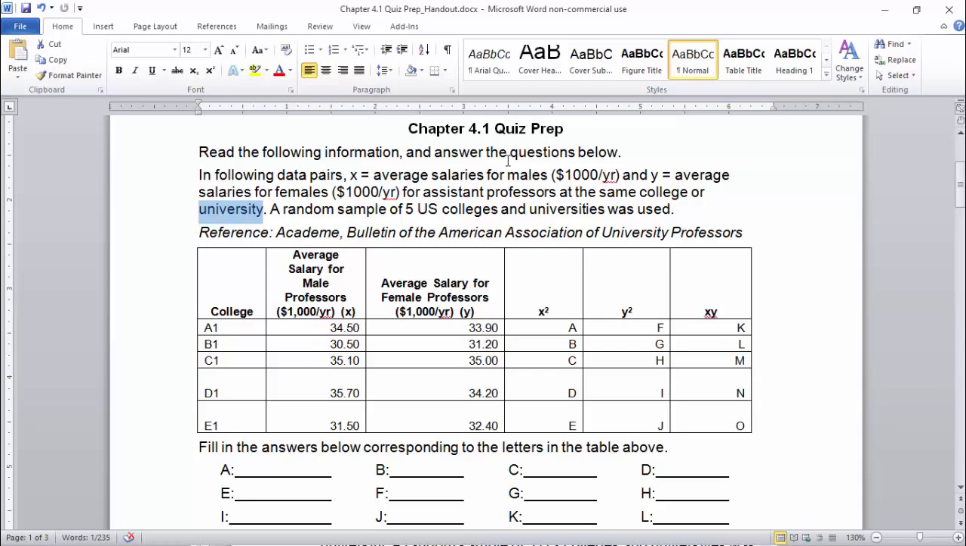So you've got the mean male salary, or the X, and then the mean female salary at each of these colleges. So we have these colleges 1, 2, 3, 4, 5. We got 5 colleges, and then over here, wow, these are pretty low.